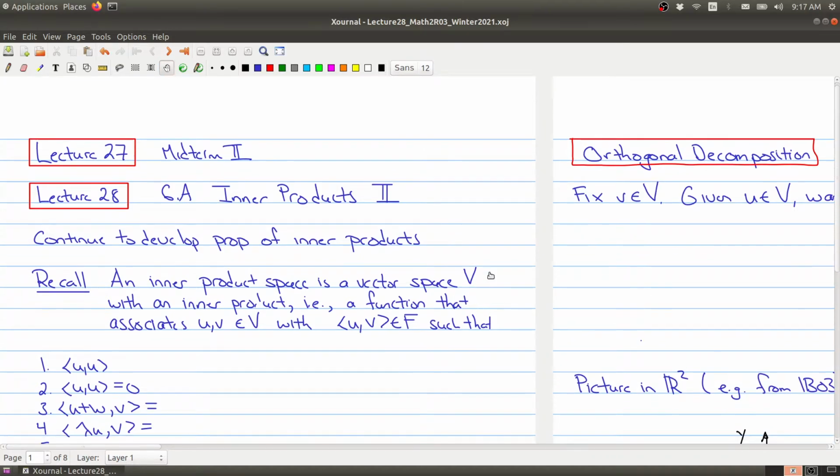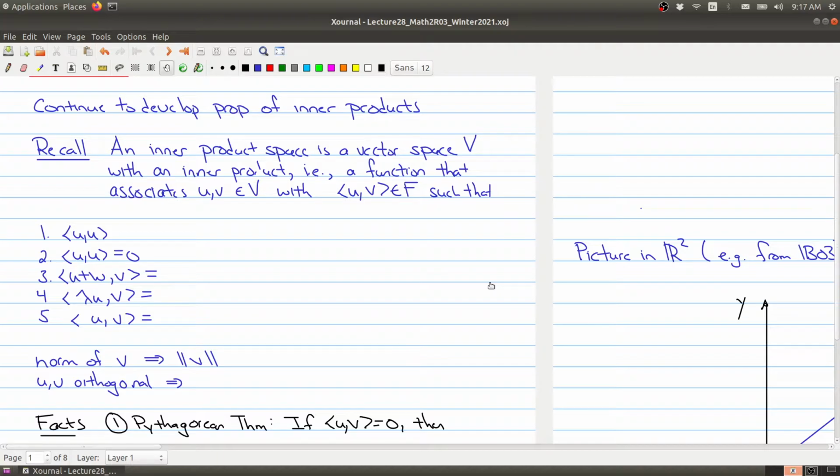So here I will just quickly review everything about what an inner product space is. It's a space that has what's called an inner product. That means a function that associates a pair of elements in your vector space with another element in the field F, whether that's the real or complex numbers. And this function has the property that when you apply the inner product to u with itself, you get a number greater than or equal to 0. It equals 0 if and only if the vector u is 0.